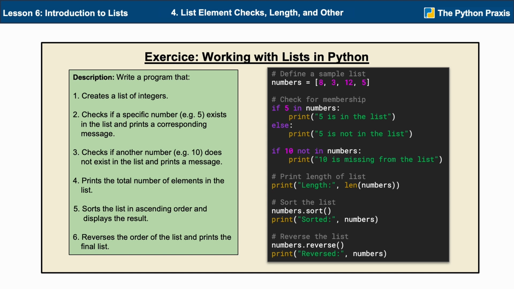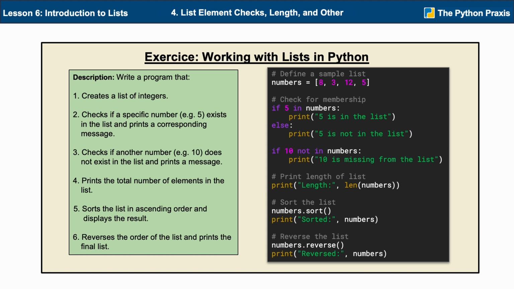In the code, we start by defining the list, called numbers, and assigning to it 4 integers, 8, 3, 12, and 5. Then using the conditional if, else, and in, we check whether number 5 exists in the list. If yes, we print the message, 5 is in the list. Else, if 5 does not exist in the list, we print the message, 5 is not in the list.